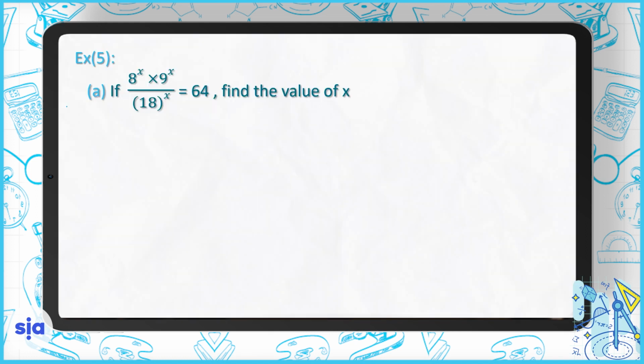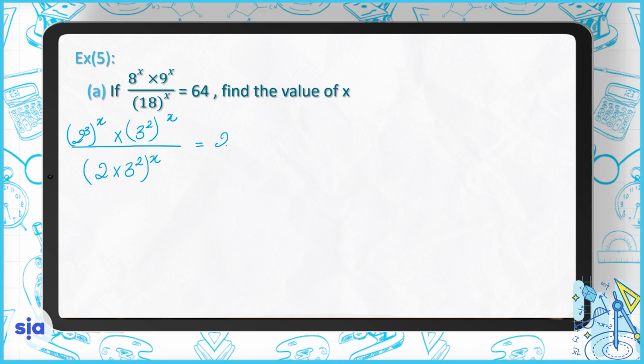Let's now move to exercise number 5, where the question is asking us to find the value of x. In this question, we're going to make the prime factorization for each of these numbers. So the 8 is 2 power 3, and don't forget that all to the power of x. The 9 is 3 power 2, all to the power of x, where the 18 is 2 times 3 power 2, all to the power of x.